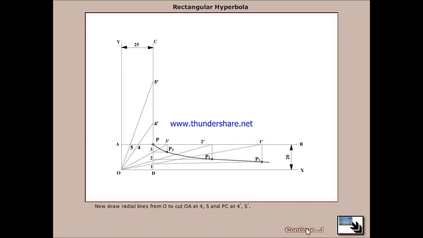Now draw radial lines from P to cut PA at 4, 5 and PC at 4 dash, 5 dash. Draw a horizontal line through 4 dash and a vertical line through 4 to get P4. Similarly, obtain other points P5. Join P, P4, P5 and so on by a smooth curve as shown in the figure to get the required hyperbola.